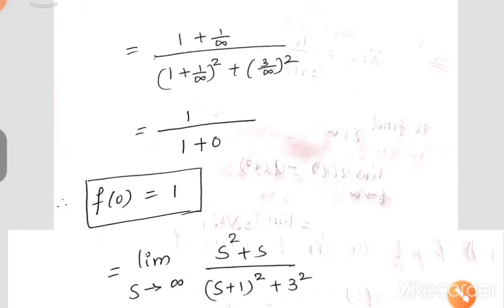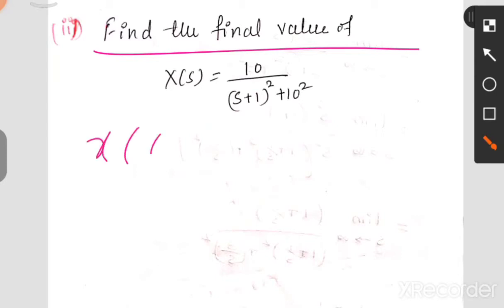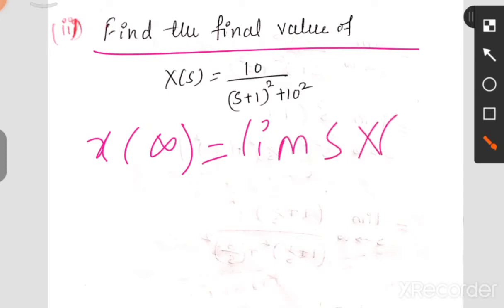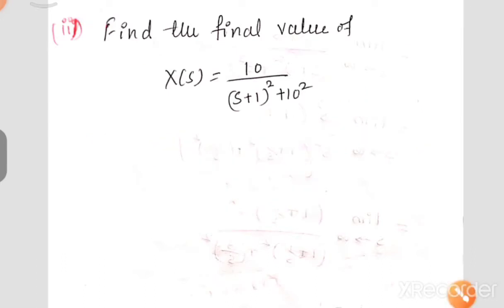Then we will see another example: find the final value of x of s, which is equal to 10 divided by (s plus 1) whole square plus 10 square. Remember, here we are going to find the final value, that is x of infinity, which is equal to the limit of s into x of s, where s tends to 0. Whenever you are substituting s equal to 0, we can directly substitute 0, because 0 into x of s, anything, will be zero, so directly you can substitute.